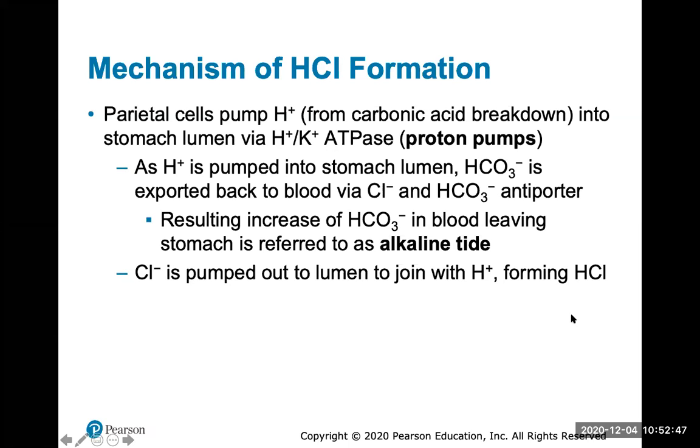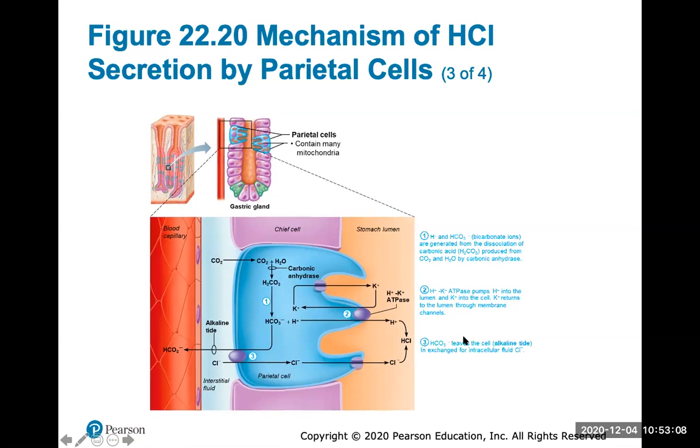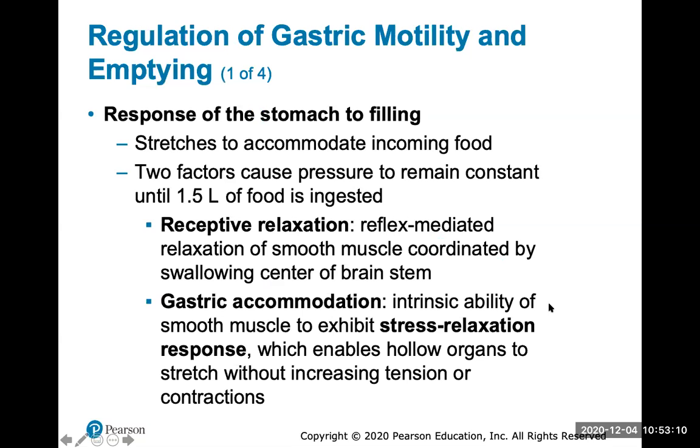Okay, parietal cells pump hydrogen. This is the mechanism of how parietal cells create hydrochloric acid. I'm not going to ask you guys to know the mechanism. I just want you to remember that parietal cells are the ones that create and secrete hydrochloric acid. And this takes you through that mechanism. Again, parietal cells contain many mitochondria because there's a lot that goes into secreting this hydrochloric acid. And that's all I want you to know for that.